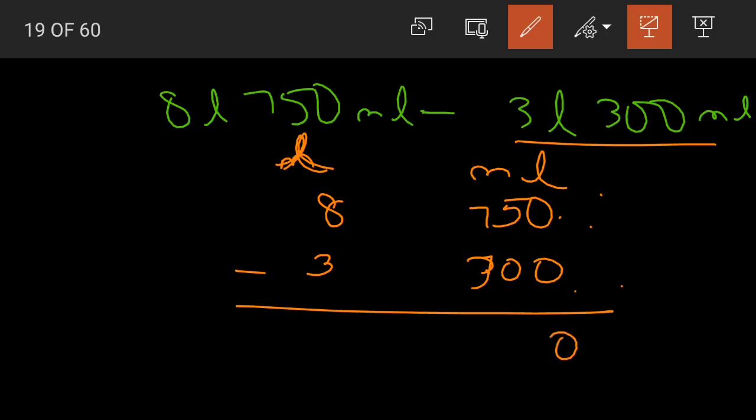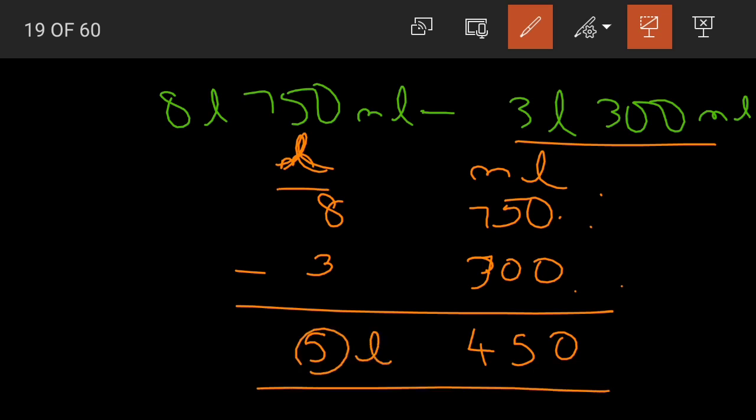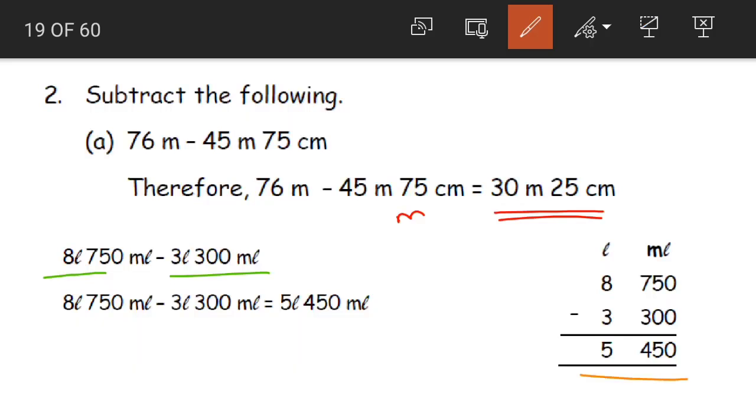0 minus 0 is 0, 5 minus 0 is 5, 7 minus 3 is 4, 8 minus 3 is 5. So what is our answer, children? 5 from the liters column. 5 liters 450 milliliters. This is our final answer of subtraction.